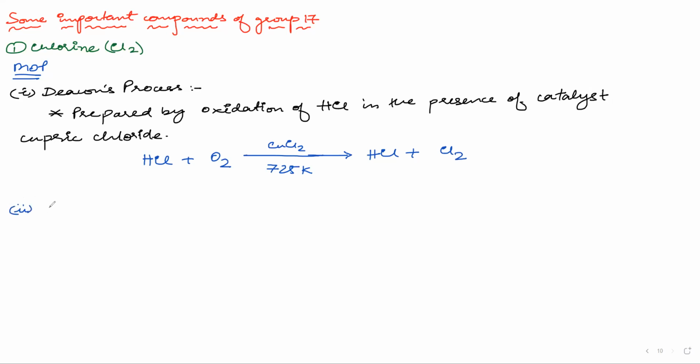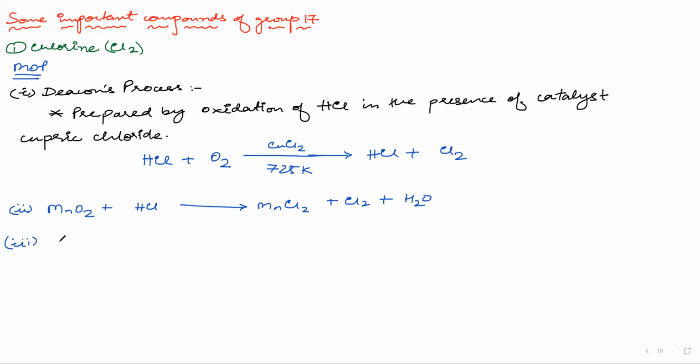Second one, MnO2. The most important is Deacon's one, okay? MnO2 plus HCl. You will get MnCl2 plus Cl2 plus H2O. We'll look at balancing later.